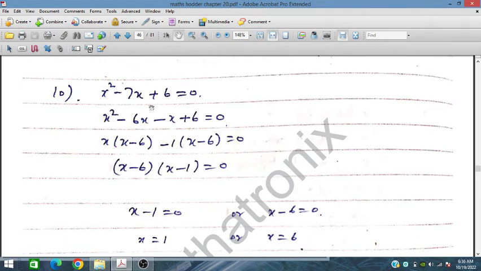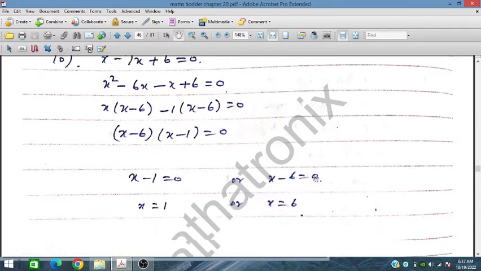So x square minus 7x plus 6 is equal to 0. 6 can be divided into two factors. This is 6 and 1. So when added, we get minus 7. When multiplied, plus 6. Minus 6 minus 1, we get plus 6. So take out this and then we have two factors. So x is equal to 6 and x is equal to 1 is the solution.